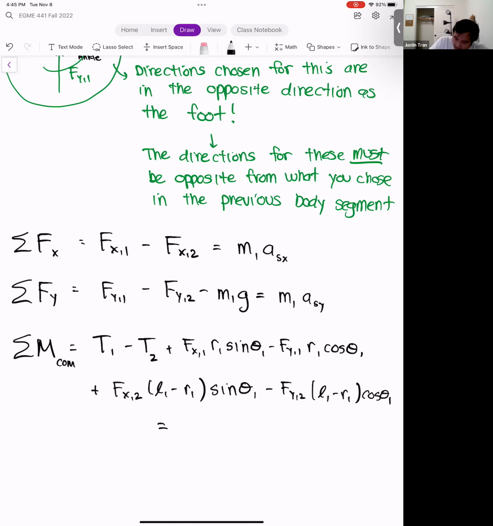Okay. And since we sum the moments around the center of mass, the only thing that we have is just the moment of inertia times the angular acceleration of the shank. Okay, so it's I alpha 1. Okay.